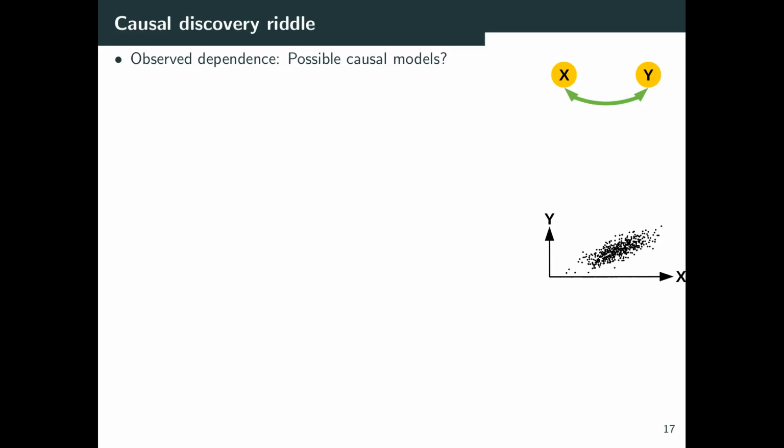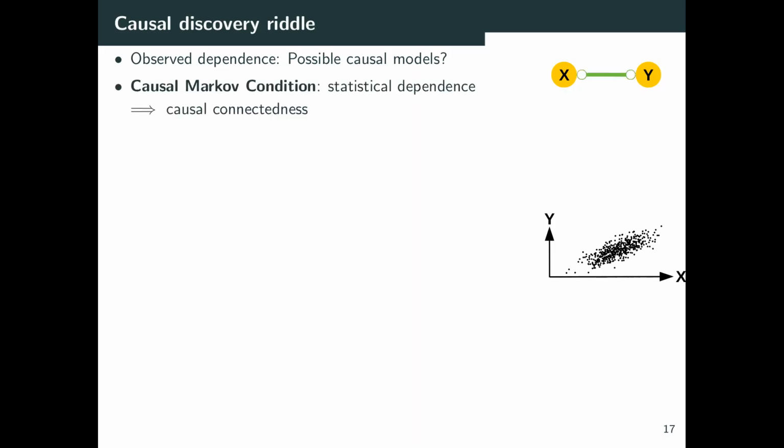So we're left with these possibilities. And if you are happy to accept that these are three potential options, all ways by which this data can have been generated, then you make the causal Markov condition, namely that statistical dependence implies that there must be some kind of causal connectedness. This might be indirect, this might be due to a confounder, but there is an underlying structural causal model with an associated causal graph such that these two variables are connected in the graph.